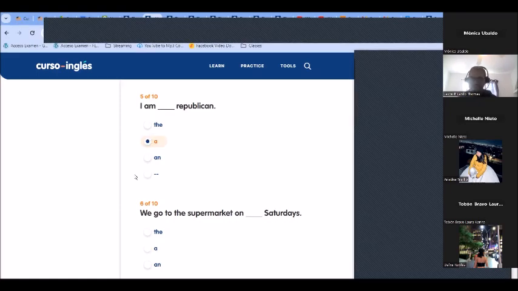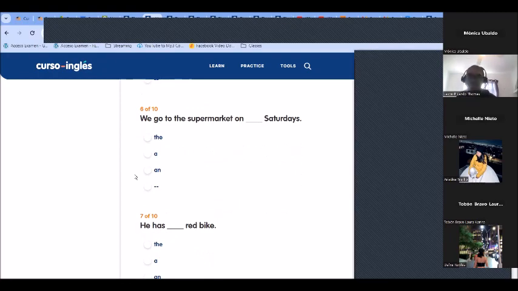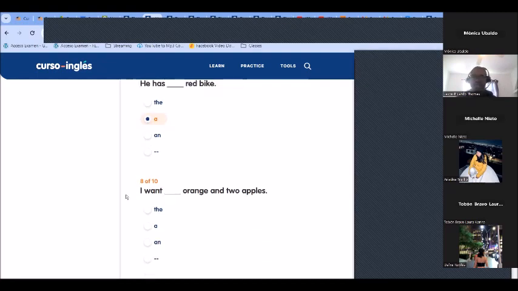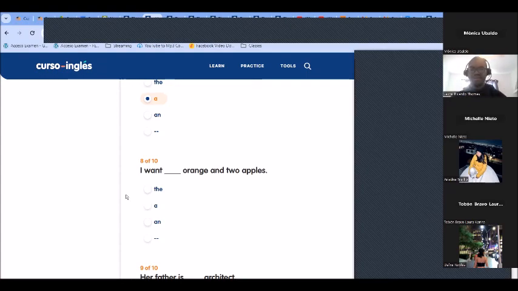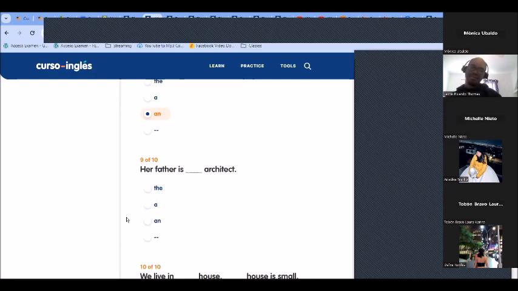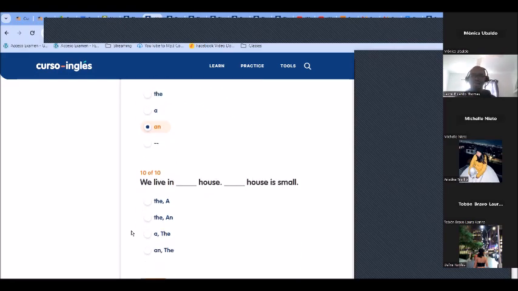All right. Number six, Johanna. We go to the supermarket on Saturdays. Good job. Number seven, Monica. He has a red bike. Number eight, Michelle. I want an orange and two apples. Good. Ariadna, nine. Her father is an architect. And number 10, Laura Karina. We live in a house. The house is small. Good.